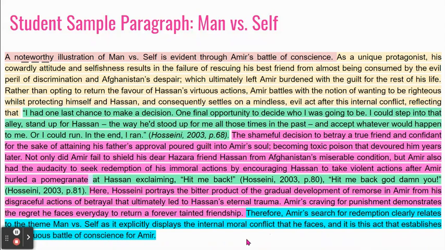Okay, so guys, I have highlighted here where I see PEEL as a marker. So you can see here the student has their point sentence. We know in the point sentence straight away that they're going to talk about man versus self and which character. And that's probably also linked to their thesis, okay?